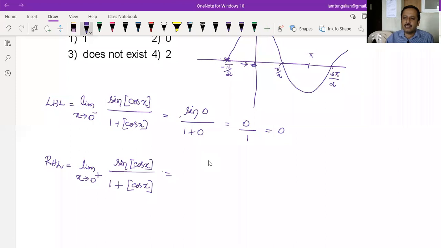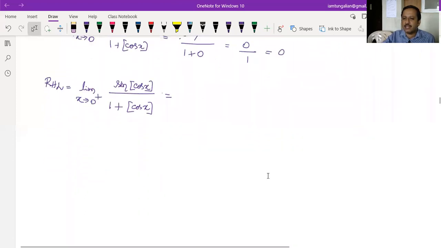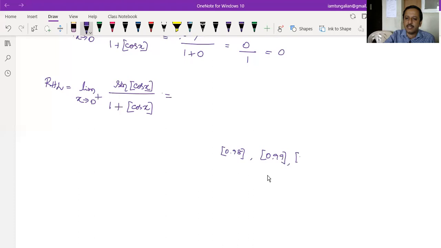0.98, 0.99, 0.999 are tending to 1. Yes, Vineet, but I am talking about this step of 0.98, 0.99, 0.999. They don't tend to 1. All these values are equal to 0.